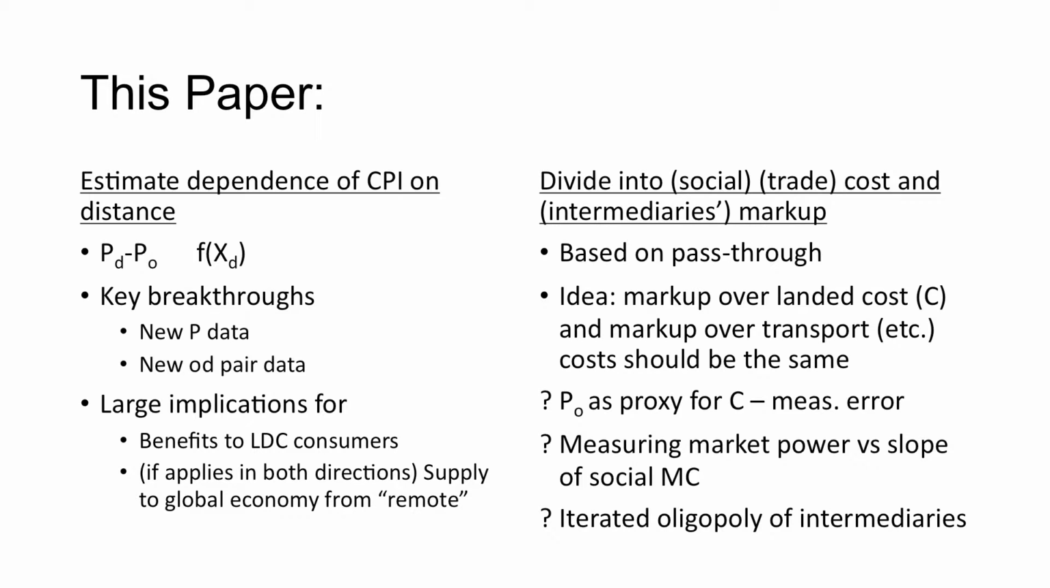The second part, which is dividing the price wedges into social costs, here called trade costs, and into the intermediaries' markup. First off, I agree with Dave that if you're thinking about either cracking down on the bribes only, or on building out the infrastructure only, rather than both, you do need to tell those apart. So that's a good research thing.